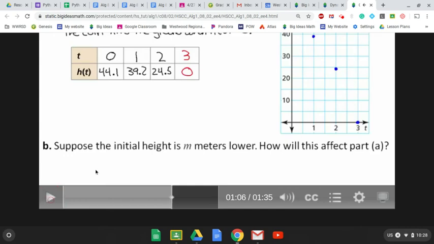Notice how they kept going with the table until they reached a y value of 0. They didn't just stop at 2. They had to go one more to when the t is 3 in order to get a height of 0.